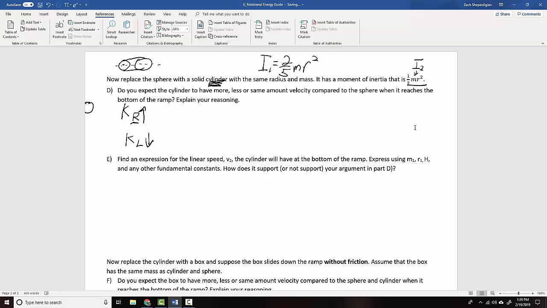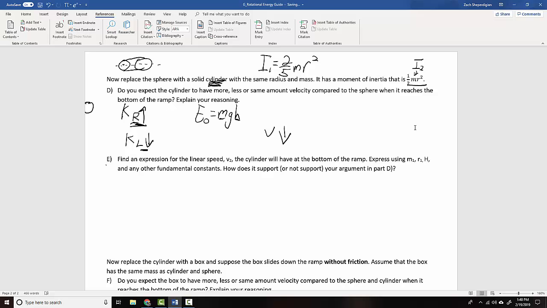smaller. We still have the exact same initial energy in the beginning because it's still the same mass and the same height. So the energy in the beginning is the same. The energy at the end is still the same. But the idea is that you have now more rotational kinetic energy at the bottom because your moment of inertia is bigger, going from 2/5 to 1/2 mr squared. If your rotational kinetic energy is bigger, then your linear kinetic energy is smaller, which means that your velocity should be smaller than our solid sphere.